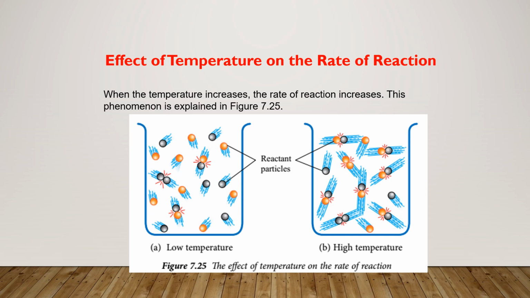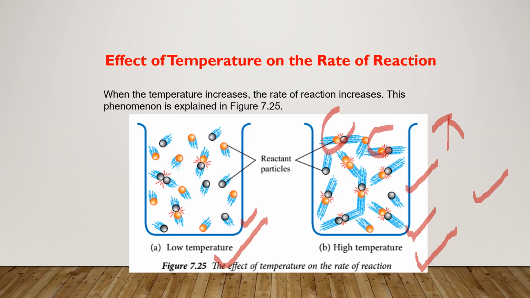So this one is low temperature, this one is high temperature. High temperature means that the kinetic energy of the reactant particles is higher, compared with low temperature. For example, if you take sugar and put it in hot water and cold water, which one dissolves faster? For sure, in hot water. It is the same here: high temperature, low temperature. At high temperature, the kinetic energy of the reactant particles is higher compared with low temperature.